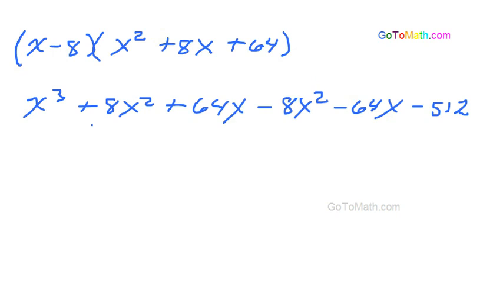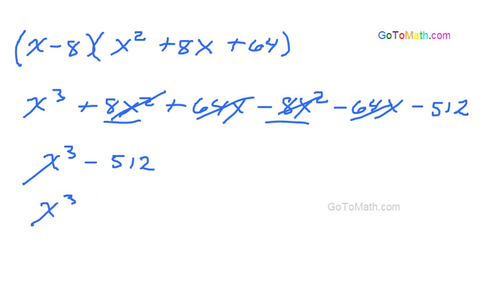We should have 6 terms here. And of course, we want to collect up the like terms. Those are canceling out, I just noticed, and then these here are canceling out, and so we're left with x cubed minus 512. Now, this could actually be written as x cubed minus 8 cubed. Right, x cubed minus 8 cubed.